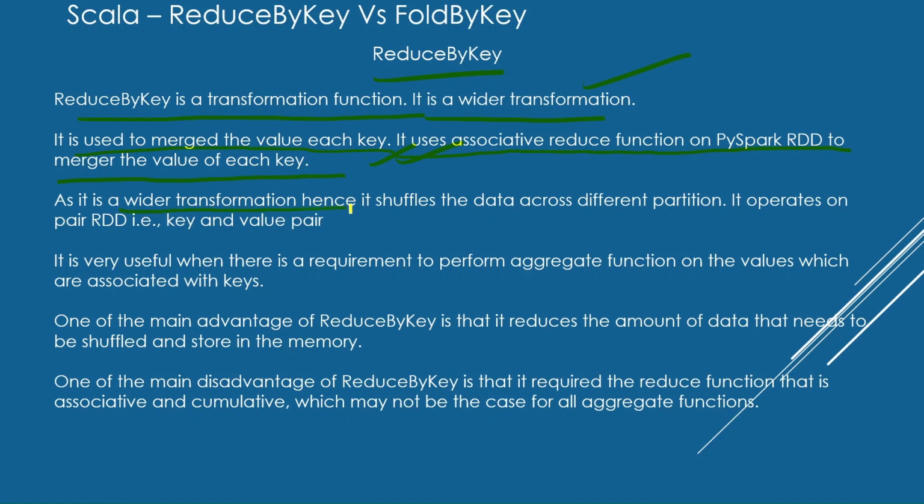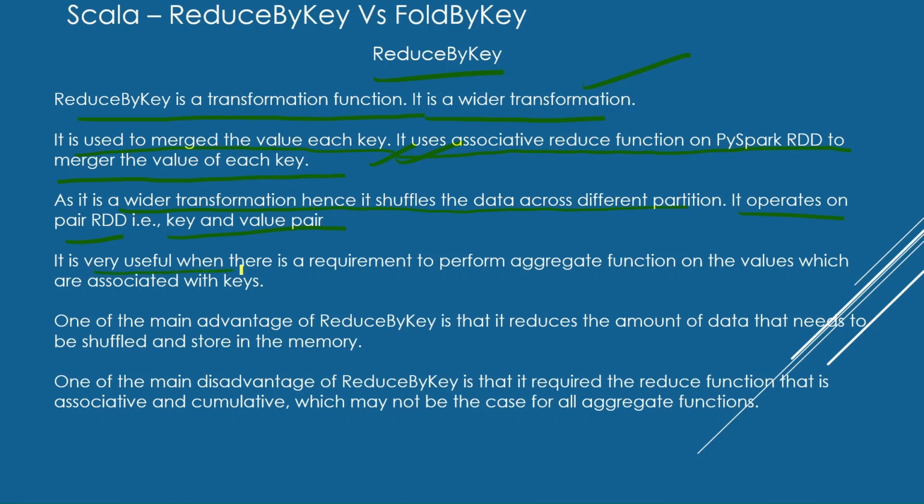It is a wider transformation, hence it shuffles the data across different partitions. It operates on the pair RDD, and the data is stored in the form of key and value pair, which we have just discussed. This is a wider transformation, and a wider transformation requires shuffling across different executors. But the best part is that the shuffling of the data is going to take place at the last stage of the transformation.